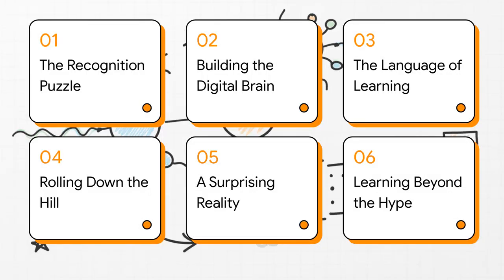All right, so here's our roadmap. We'll kick things off with that recognition puzzle. Then we're going to build our own digital brain from scratch and figure out the language it uses to think. From there, we'll watch how it improves itself. This is the cool part, before we hit a pretty surprising reality about what's really happening under the hood. And then we'll wrap it all up with the key things you need to know beyond all the hype.